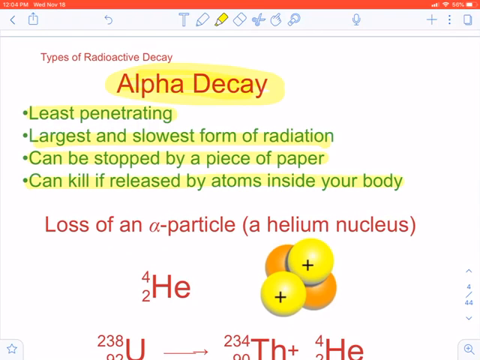Back in the day, they actually tried to kill Fidel Castro, the dictator of Cuba, by putting radioactive particles in his food, actually a milkshake.